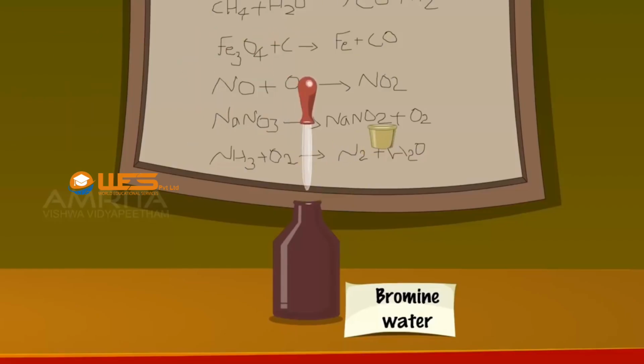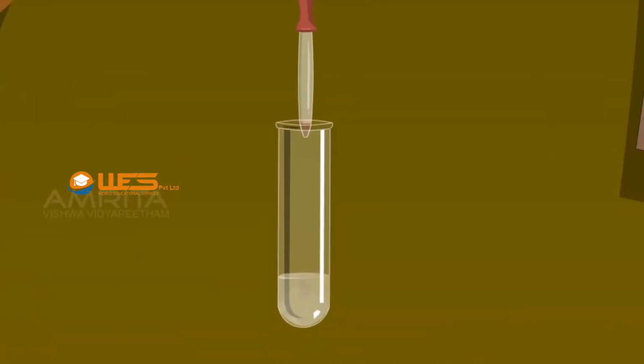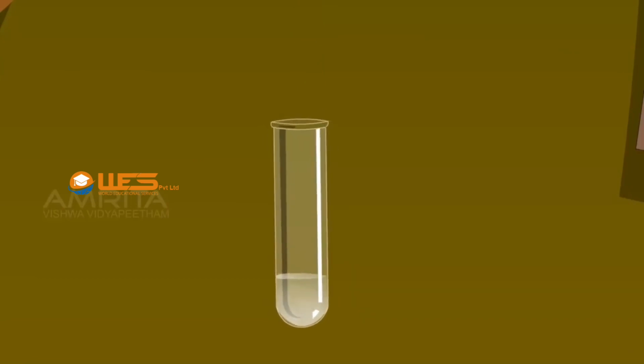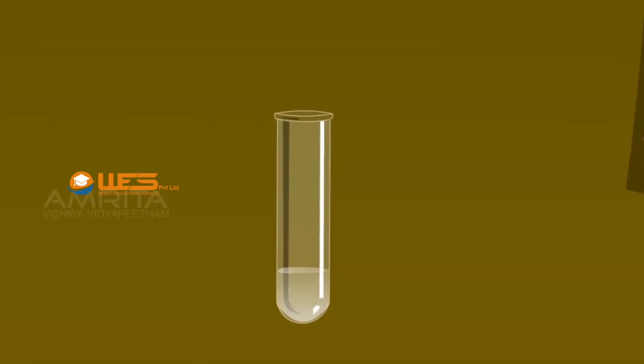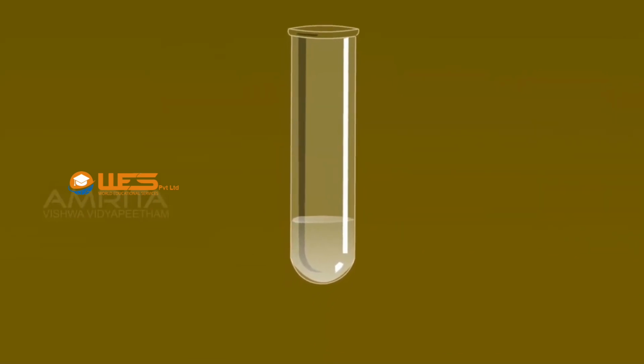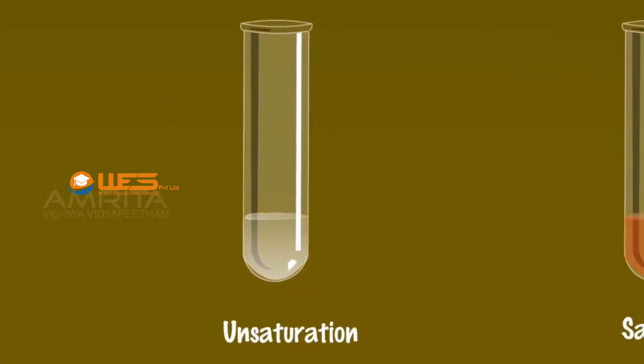Take 1 to 2 drops of bromine water. Add it to the test tube and shake it well. The disappearance of orange-red color of bromine indicates unsaturation. Otherwise, it is saturation.